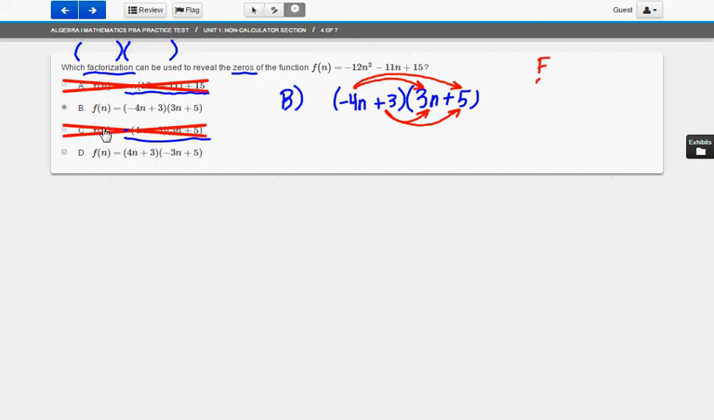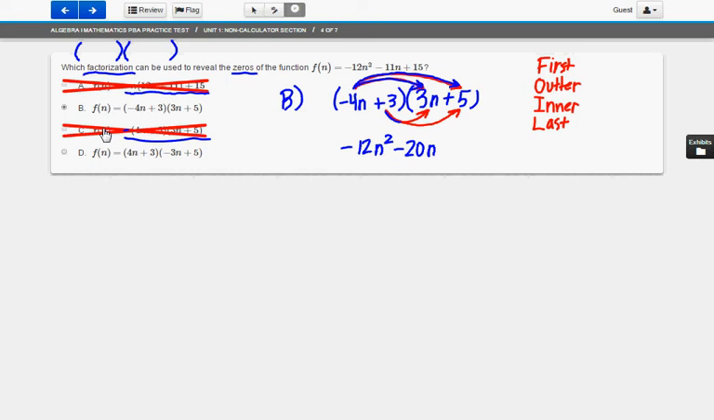You may have seen this acronym before. FOIL stands for first, outer, inner, and last. And so that's what we're going to do when we multiply this. The first product, negative 4n times 3n, is negative 12n squared. The outer product, negative 4n times positive 5, is negative 20n.